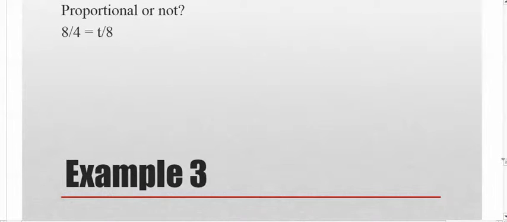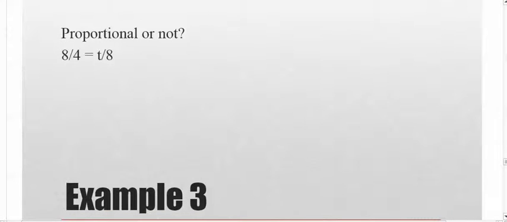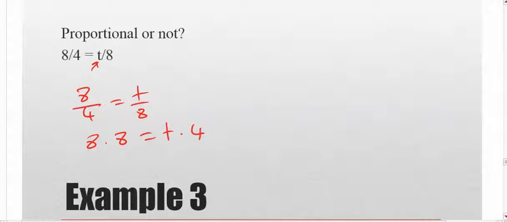Our last example is using a variable, not a number, which is t. You could do the exact same thing, and it'd be easier to just do the multiplication property of equality. So we do 8 divided by 4 equals t divided by 8. And then you do 8 times 8, which equals t times 8. And then you do 64, because 8 times 8 equals 64, which equals 4t.